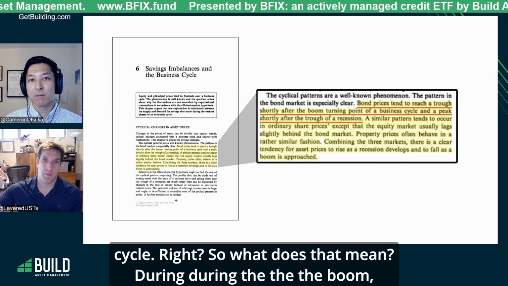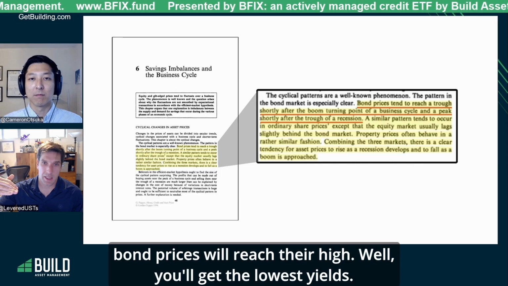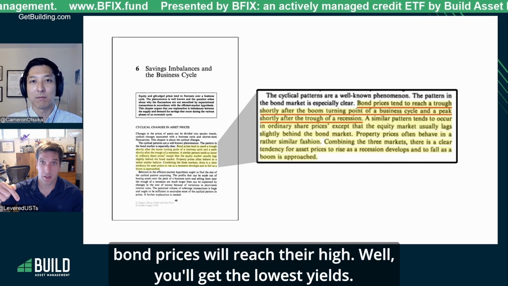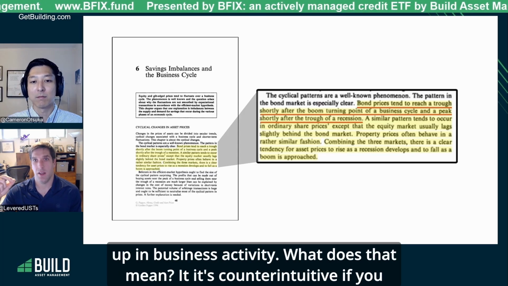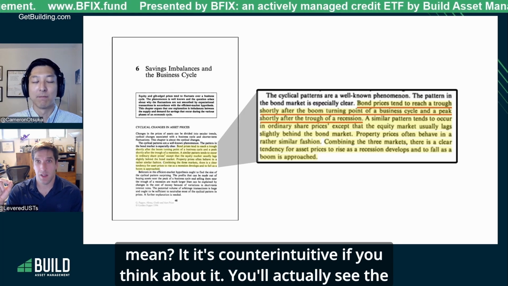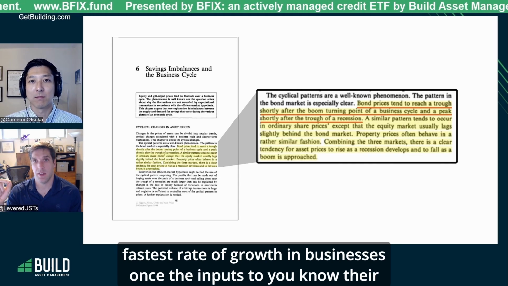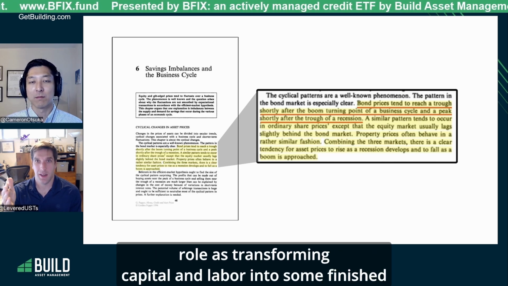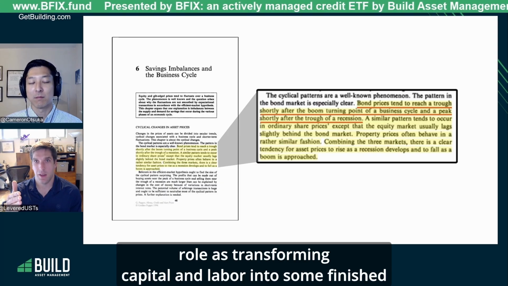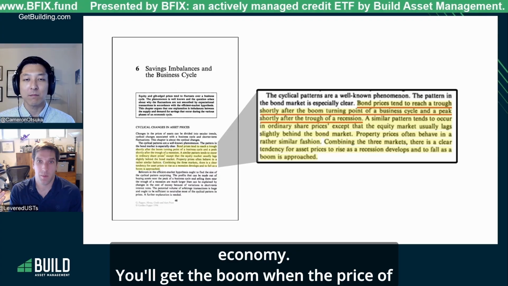During the boom, bond prices will reach their high. Well, you'll get the lowest yields, which is consistent with the ramp up in business activity. What does that mean? It's counterintuitive if you think about it. You'll actually see the fastest rate of growth in businesses once the inputs to their role, transforming capital and labor into some finished good or output or service in the real economy.